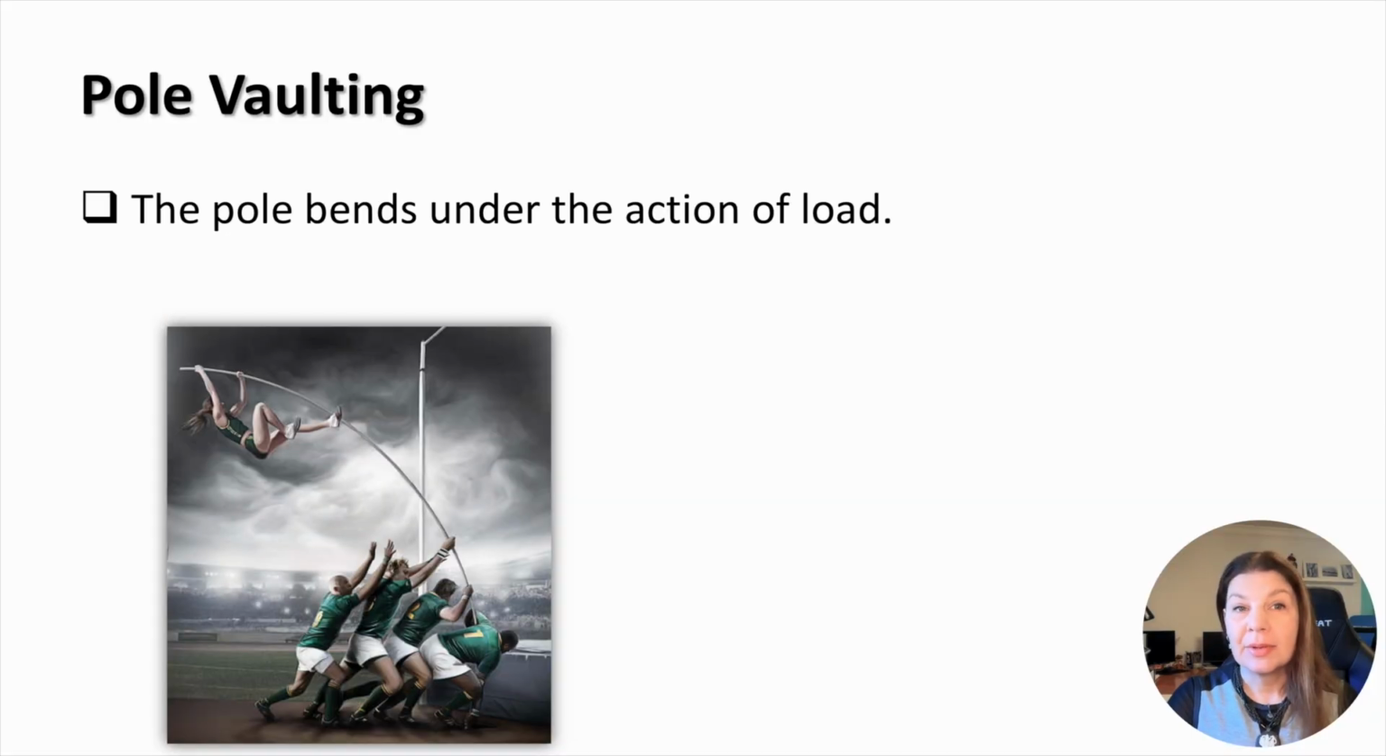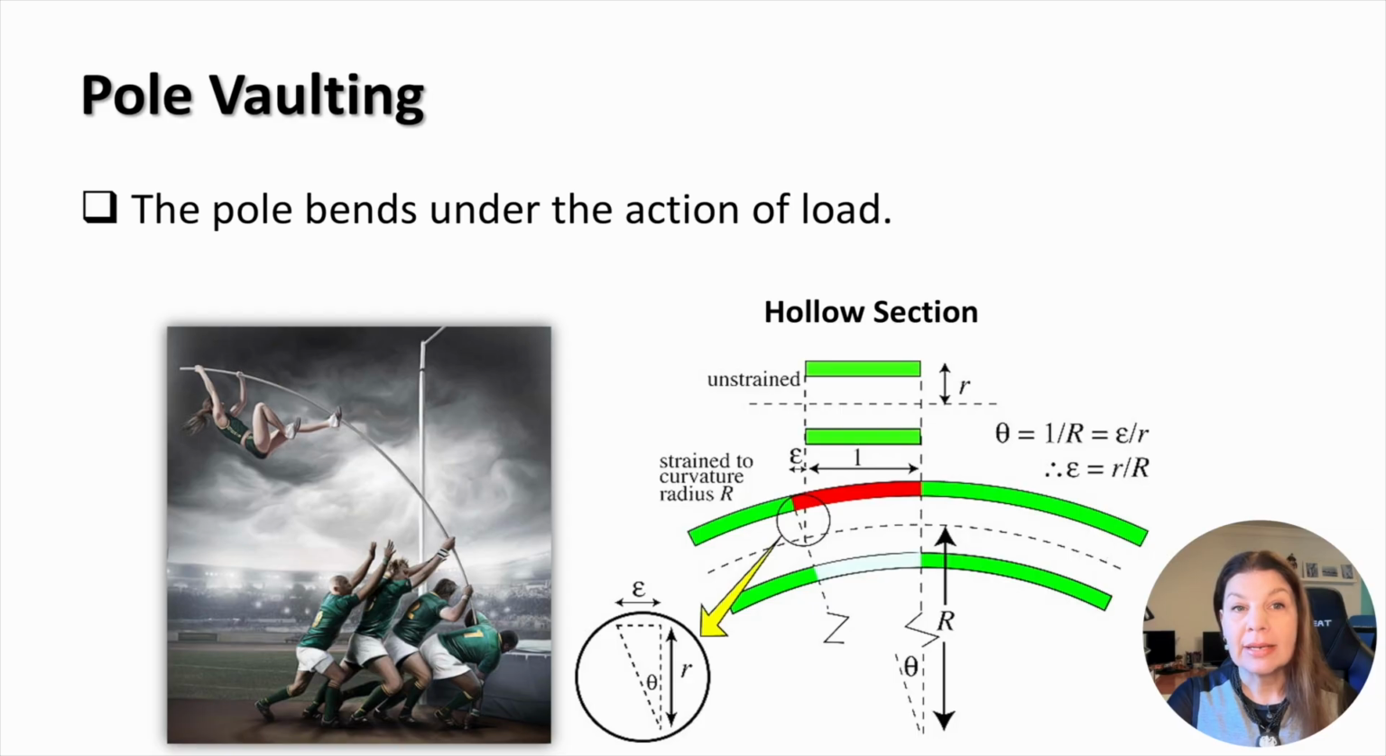Let's look at what happens in the hollow vaulting pole during its bending. We'll consider a part of the pole before and after bending. The pole bends into a circular arc, and as a result, the side of the pole on the external side of the arc will elongate while the opposite side will shorten. The elongated part is in tension, while the shortened part is in compression.